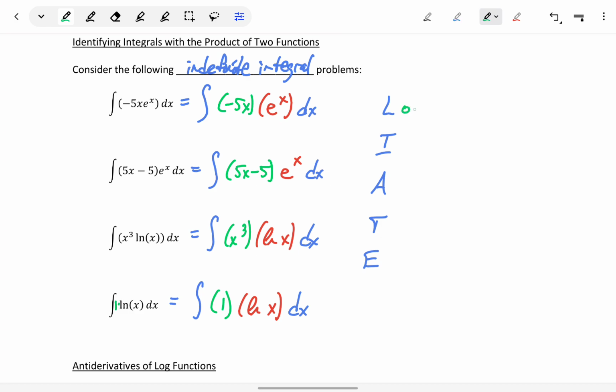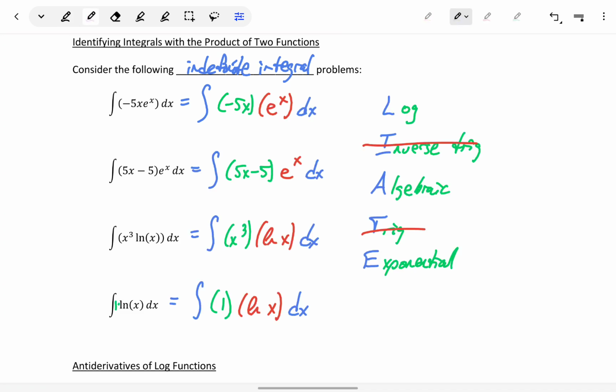And this is short for log, inverse trig, algebraic, trig, and exponential. In this course, we don't deal with inverse trig functions, we don't deal with trig functions, so those two we can throw out, and we're left with 3 choices.